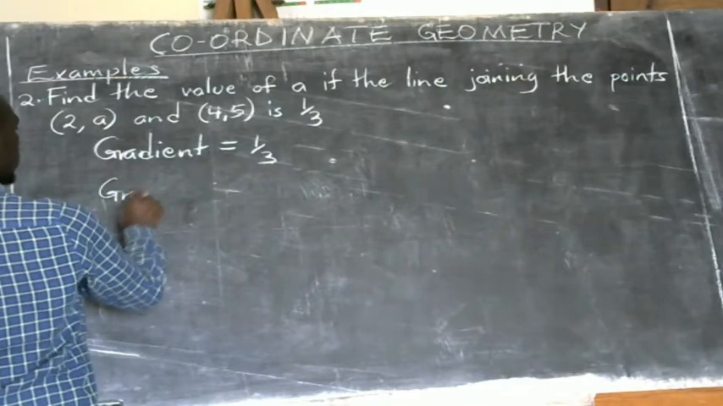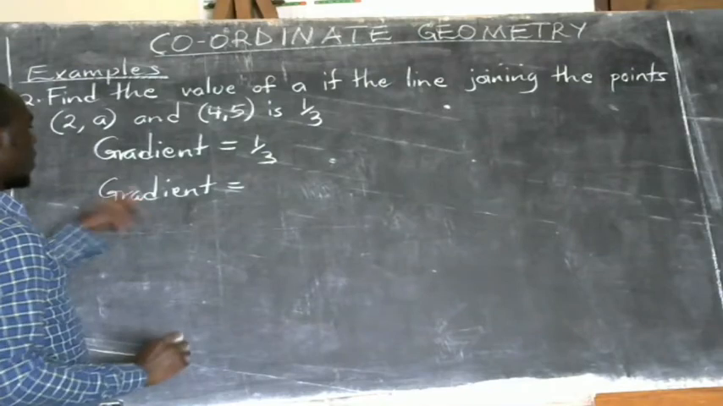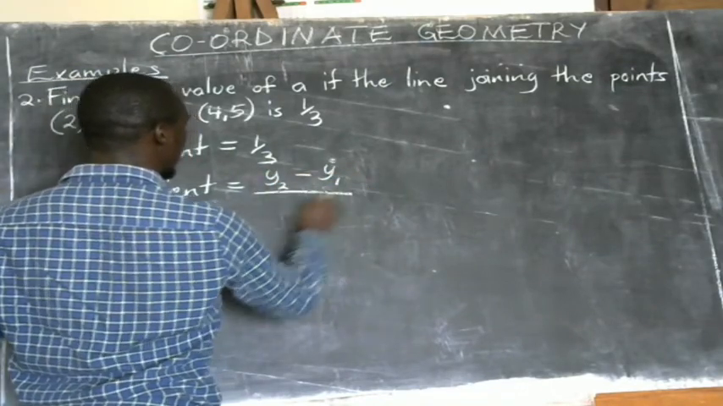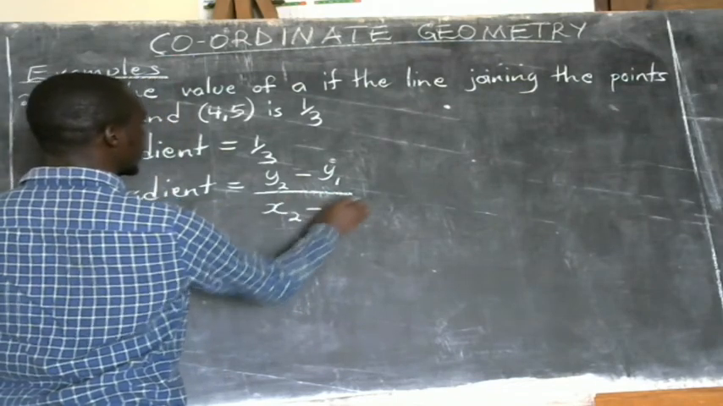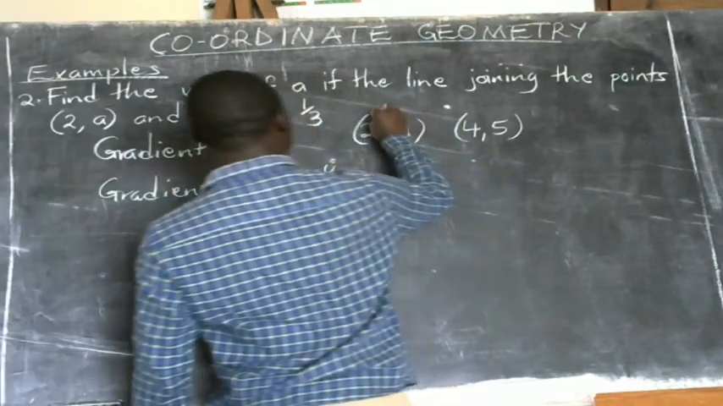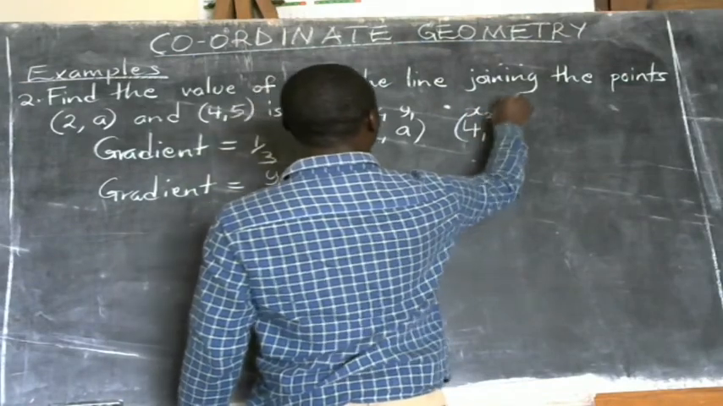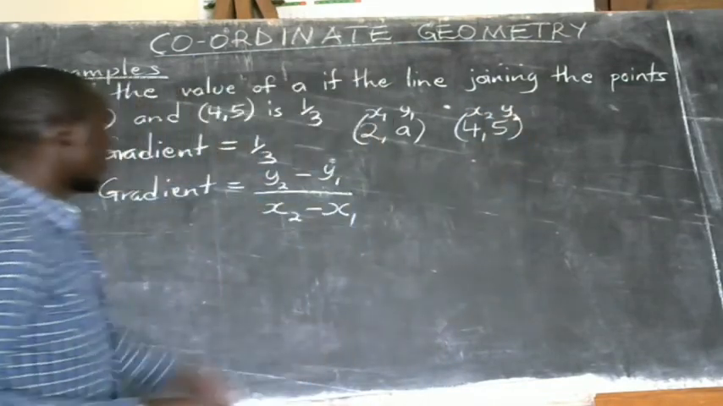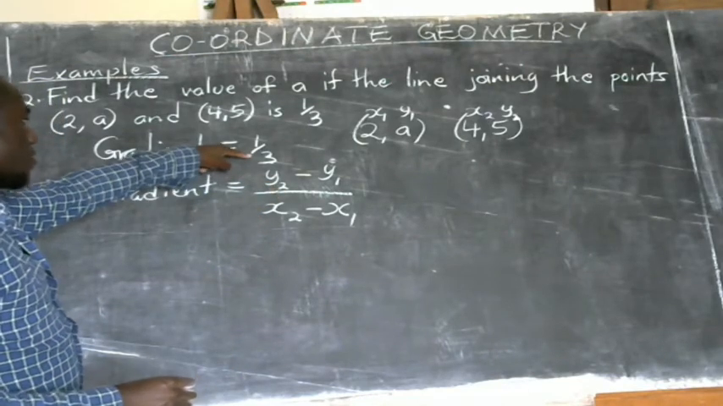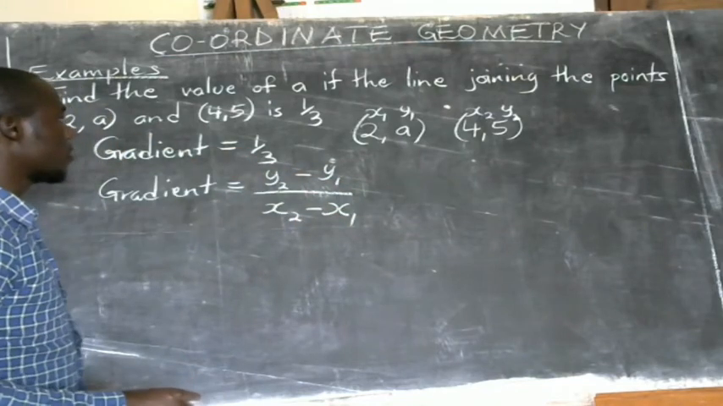So I remind myself the formula of getting the gradient. So that is y2 minus y1 all over x2 minus x1. Now, I need to nickname my points there. This one here is x1, y1, x2, y2. Then I come down here, I substitute them to give me a third, because this is all the gradient. That means that even the whole of this is equivalent to a third.